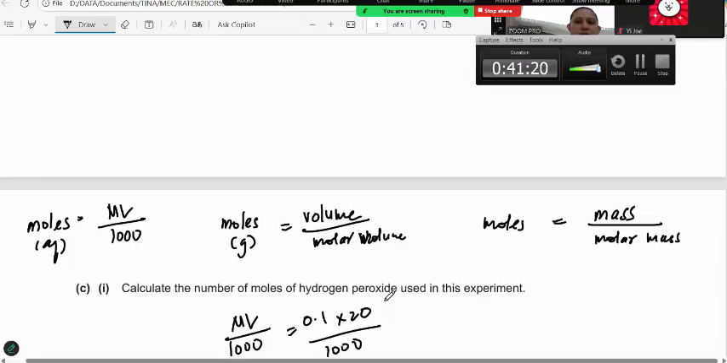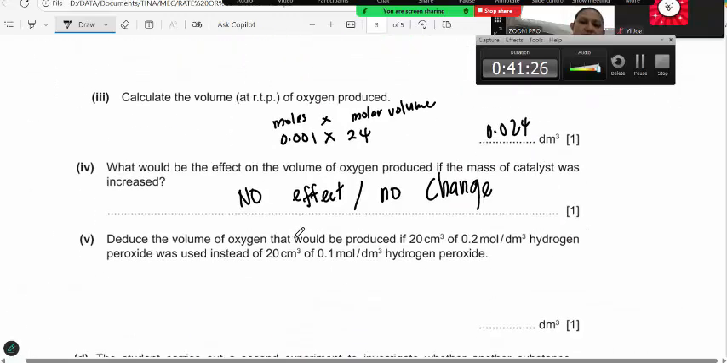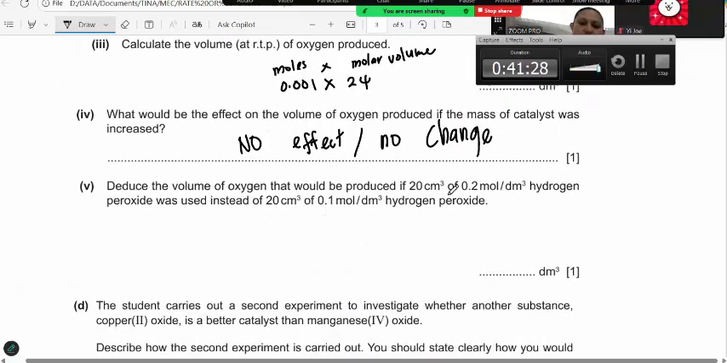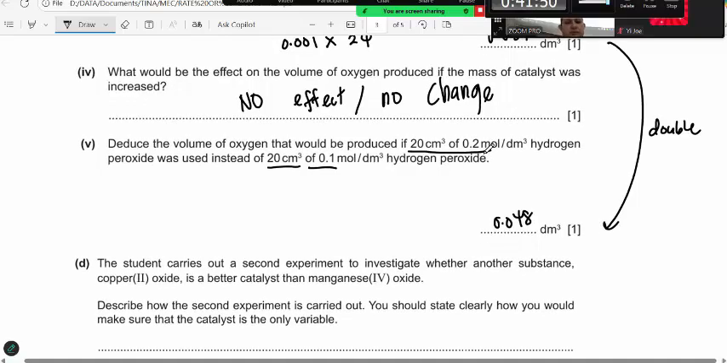Okay, so this question is 20 cm³ of 0.1. So now they ask if I use 20 cm³ of 0.2, what will happen? Double lah. 0.048. Get it or not? It's just double lah. Because from 20 of 0.1, I'm just using 20 of 0.2. Just double it. Okay.